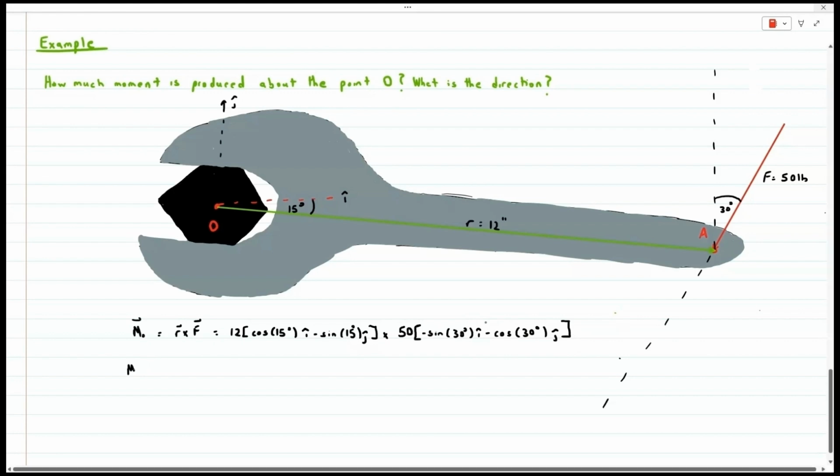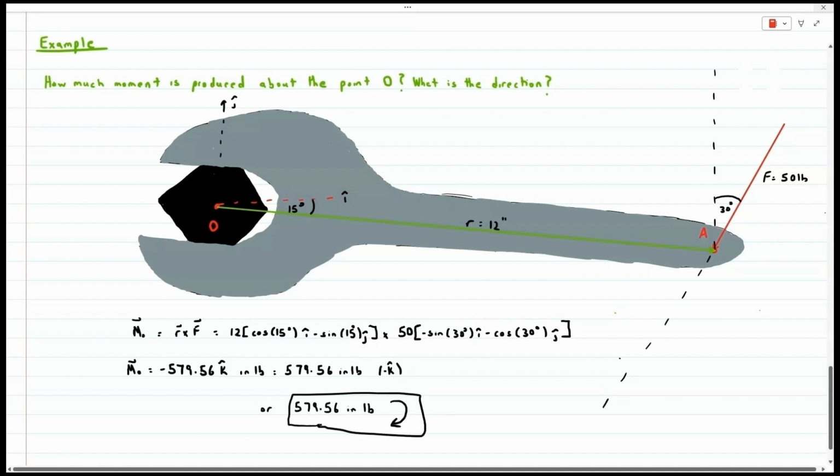If we perform the cross product, we get around negative 580 inch-pounds. What this really means is that the magnitude of the moment is 580 inch-pounds, and its direction is in the minus k-hat. You point your thumb in the direction of the minus k-hat, and your fingers will curl corresponding to the direction of the rotation that that moment will produce if it wasn't in static equilibrium. Here's the solution here.